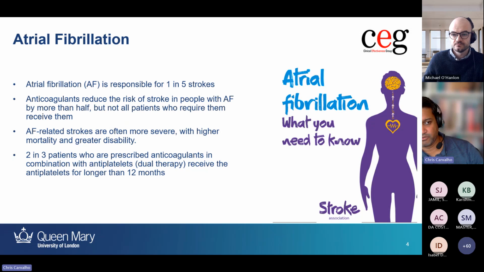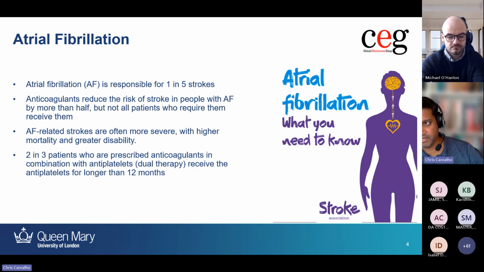2 in 3 patients who are prescribed the anticoagulants in combination with antiplatelets receive those antiplatelets for longer than 12 months. So one of the things that we need to understand with our patients is whether they have the right medications, whether those medications are optimized. So making sure that we're delivering the best care in terms of the medications that we're giving them and making sure those medications are appropriate for them.